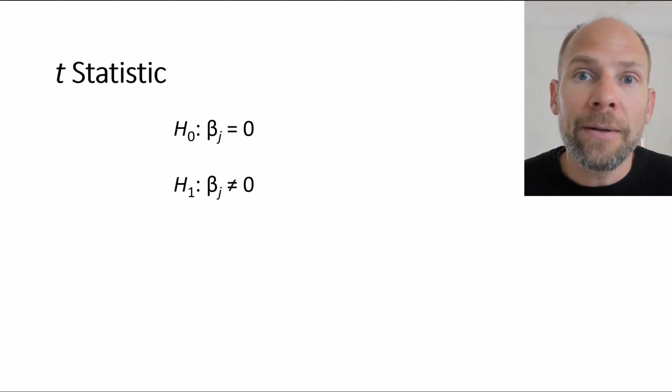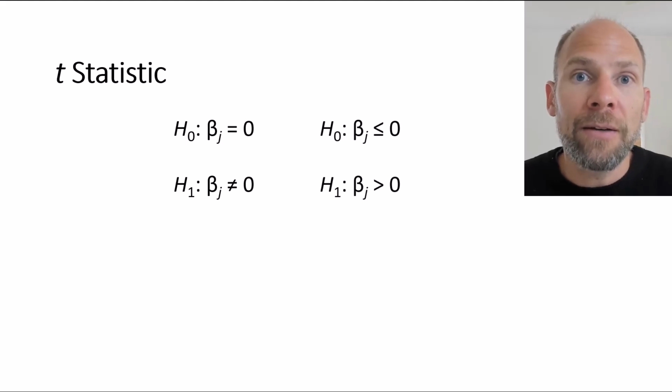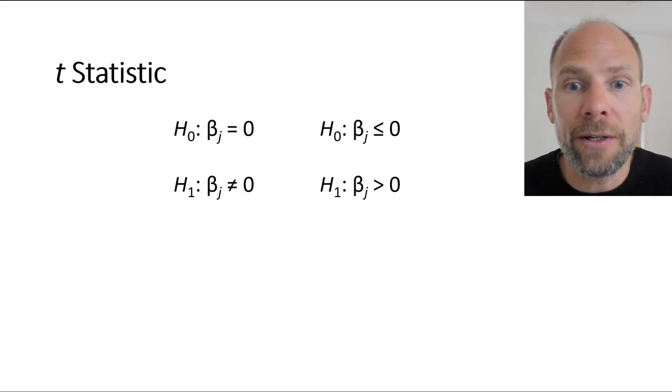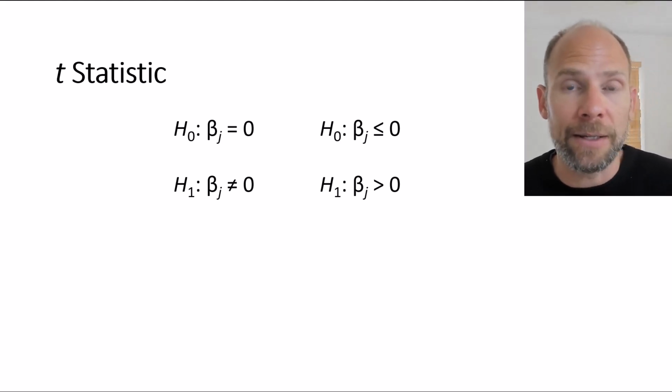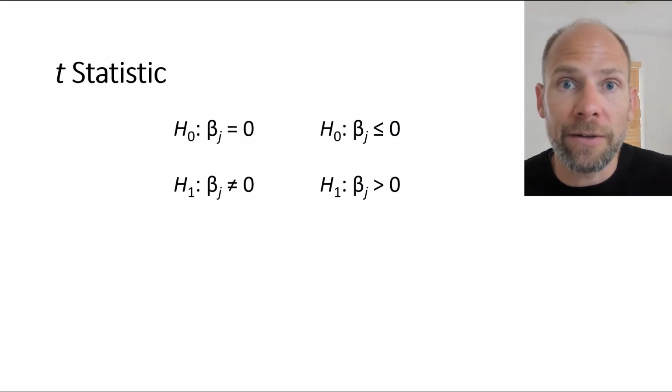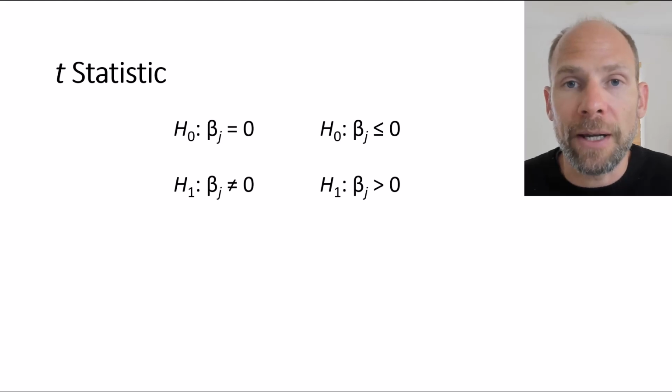Or the hypotheses can be formulated as specific hypotheses. Here the specific alternative hypothesis could be that beta j is positive, meaning greater than 0, if the predictor is hypothesized to have a positive association with the dependent variable.